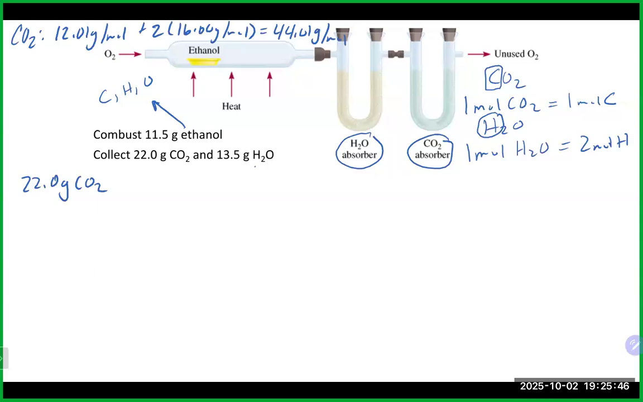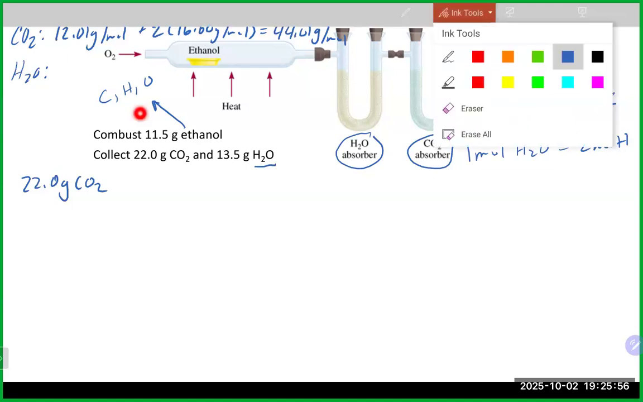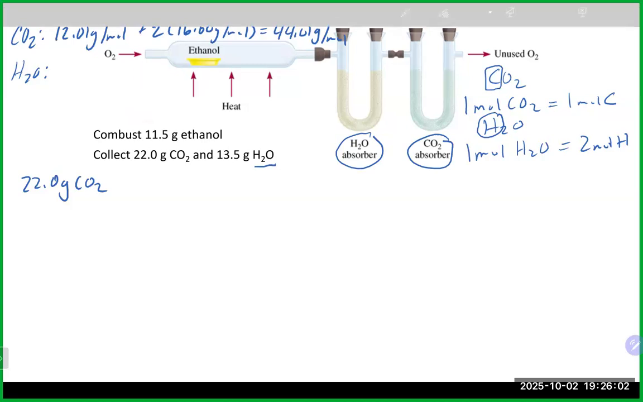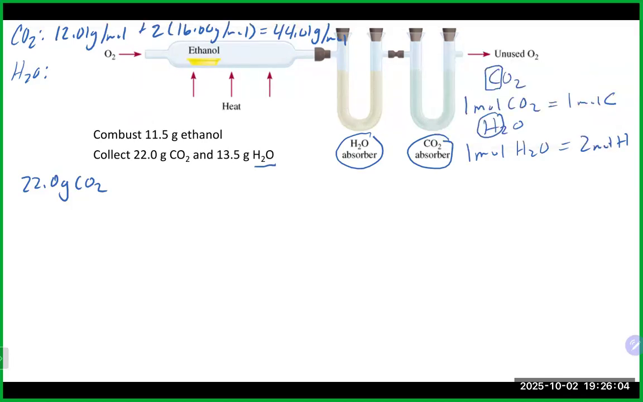Just thinking ahead, we will also need water's molar mass to do a similar type of calculation. So water here obviously is 2 hydrogens at 1.008 from the periodic table, and 16 for our oxygen. And that's going to give us 18.02 grams per mole.